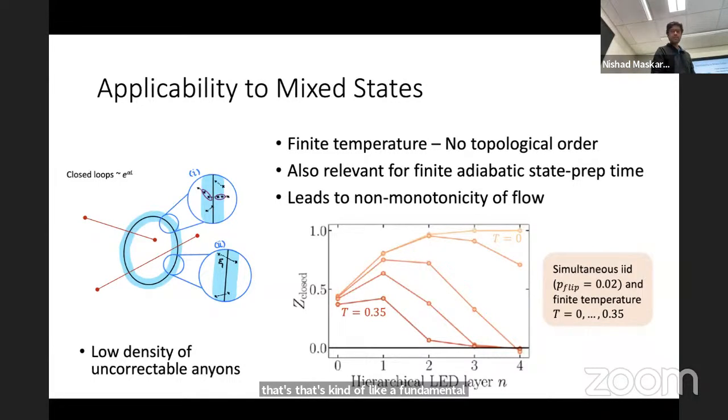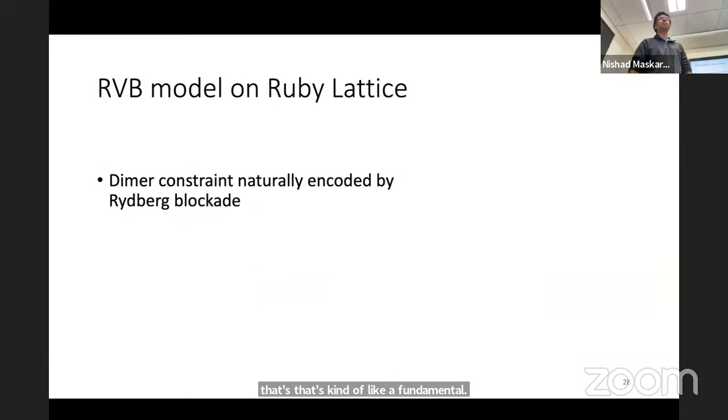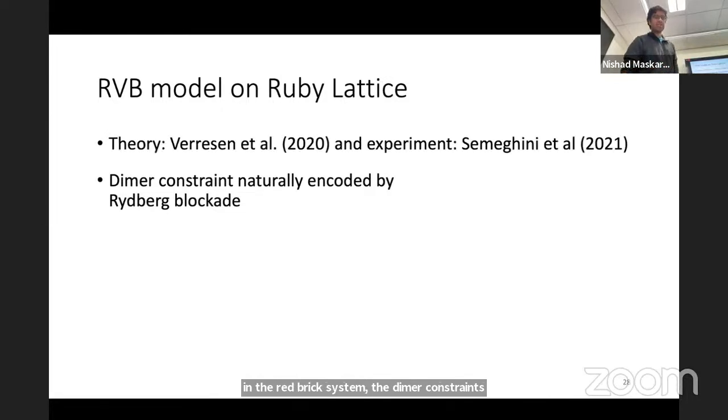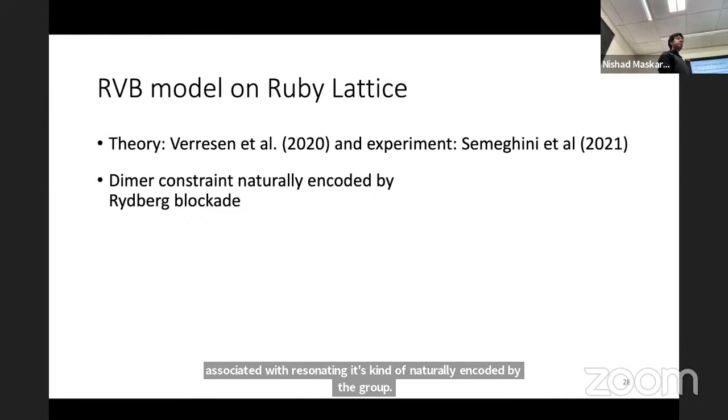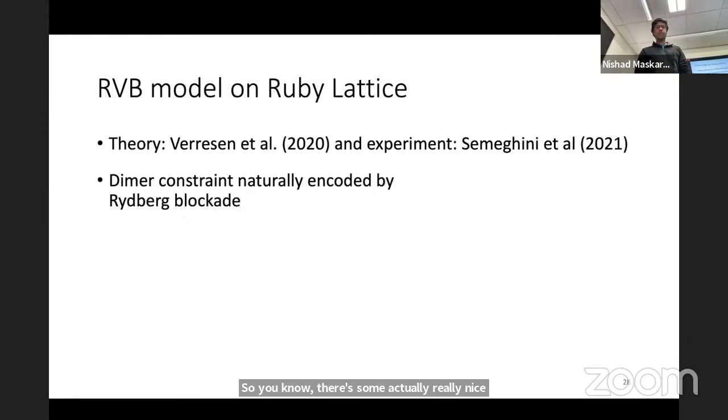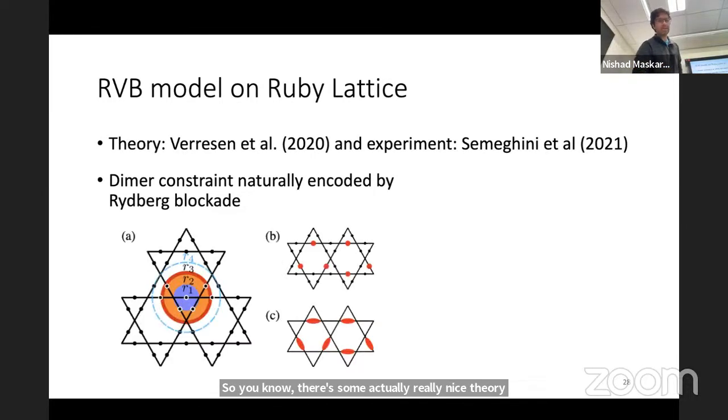Good. Okay, so let's talk a little bit about the experimental results. Specifically, I'm going to discuss this resonating valence bond model on the ruby lattice, and we're going to study this in the Rydberg system. In the Rydberg system, the dimer constraint associated with resonating valence bond states is naturally encoded by the Rydberg blockade.